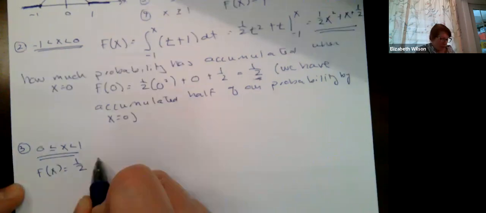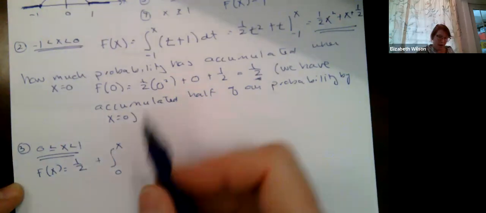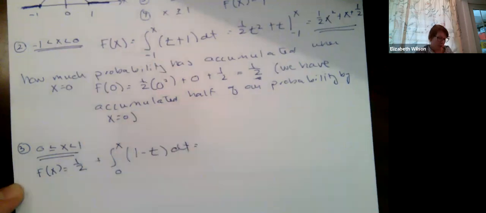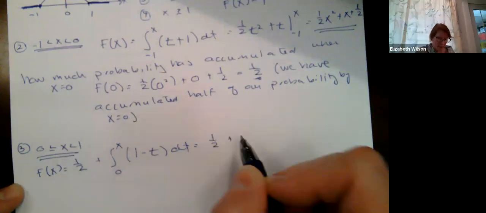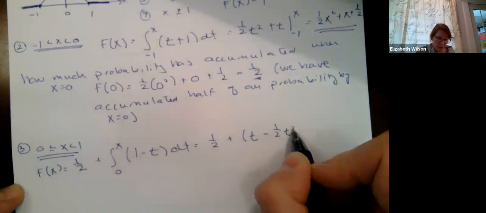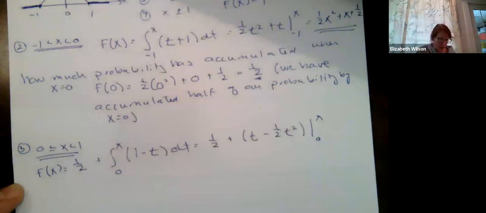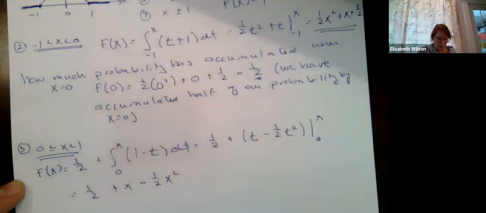Plus, now I need to integrate from 0 to x. I'm looking for a function. And so along this pathway, I'm looking at 1 minus t dt. Okay, so when I integrate this, I'm going to get the 1/2 from before, plus this is going to give me t minus 1/2 t squared, and I'm going to evaluate this bit here from 0 to x, which is going to give me 1/2 plus x minus 1/2 x squared, using my fundamental theorem of calculus.